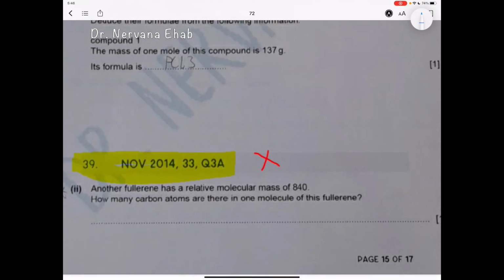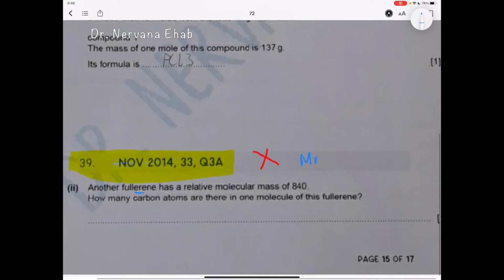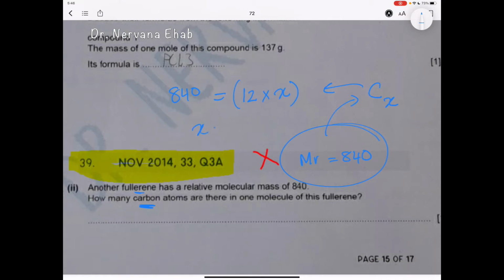It says that there's a substance called fullerene. It has a relative molecular mass, an MR of 840. And it's asking how many carbons are there in one molecule of this substance. So this is basically all carbons. So it's carbon something, and this carbon something, its MR is 840. We know that each carbon is 12. So 12 times something is equal to 840. And all you need to do is just divide, X is going to be 840 divided by 12, and that's going to be 70, which means we have 70 atoms of carbon.